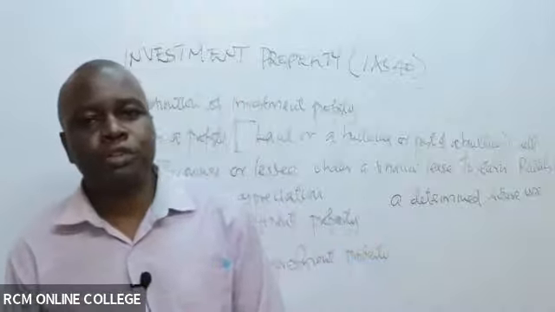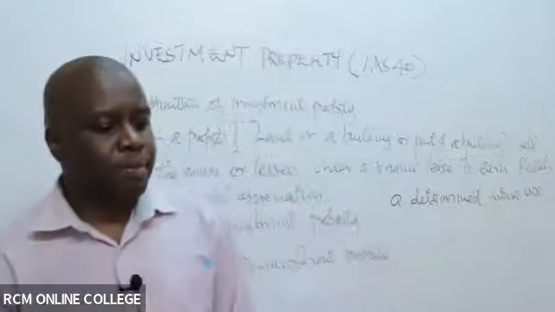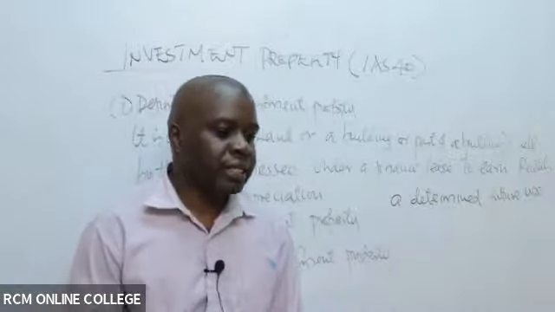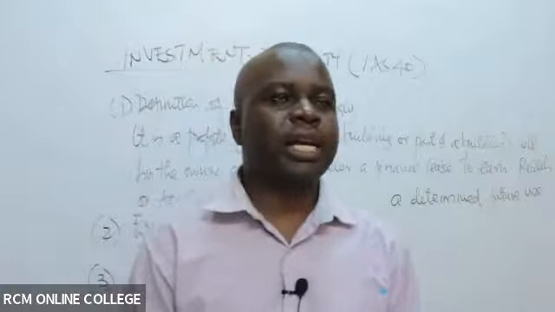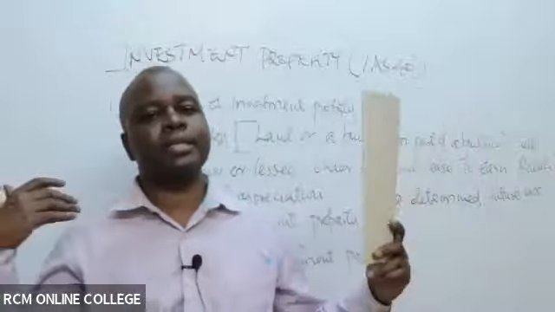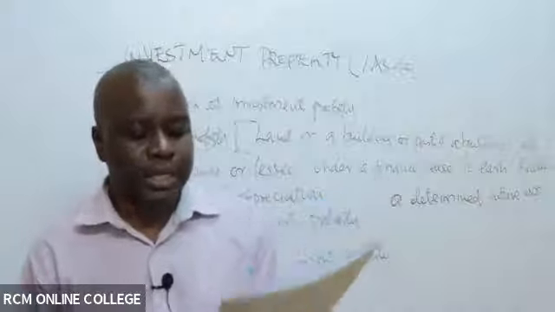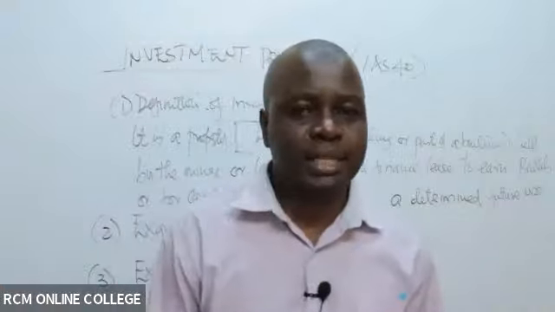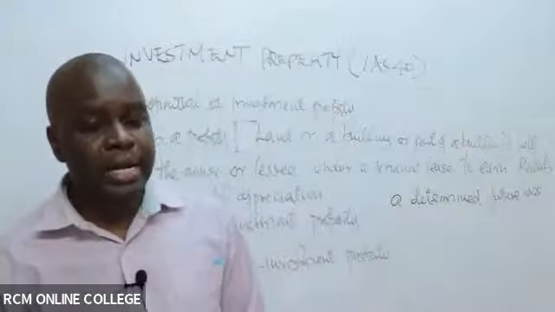Number three, property being constructed on behalf of a third party. You can be a contractor who constructs properties or buildings, so they can't be investment property.